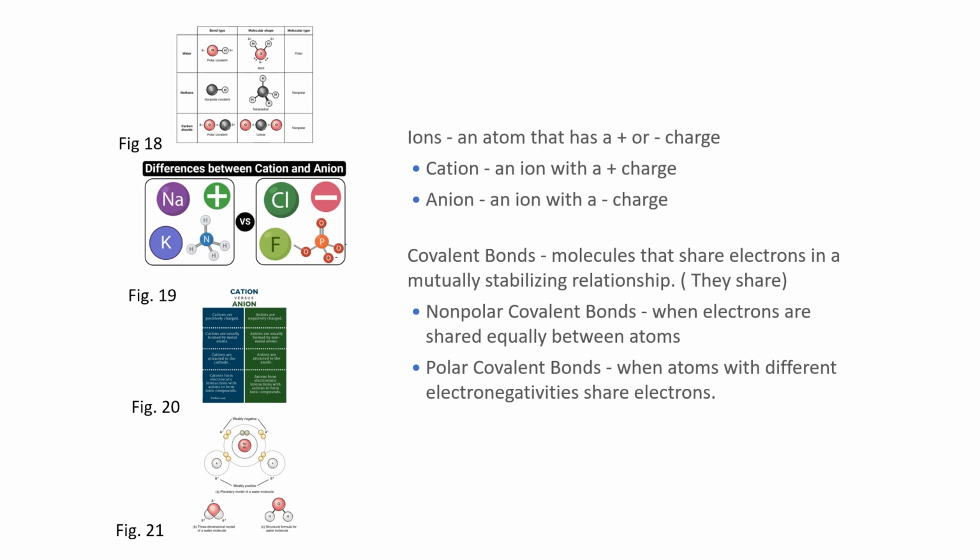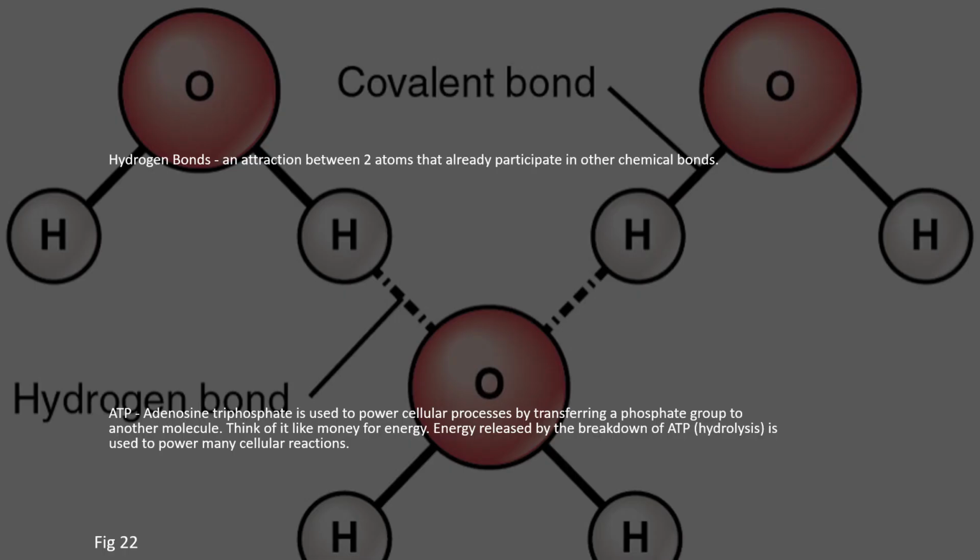Then we have ions. Ions are atoms that have a positive or a negative charge. A cation, which has a plus in it, is a positive charge. An anion is a negative charge. Then we have covalent bonds, which is where basically the molecules share electrons and it's mutually stabilizing. It's a mutual relationship. You've got nonpolar and polar. Nonpolar is when the electrons share things equally, and then the polar, they have different electronegativities and they share.